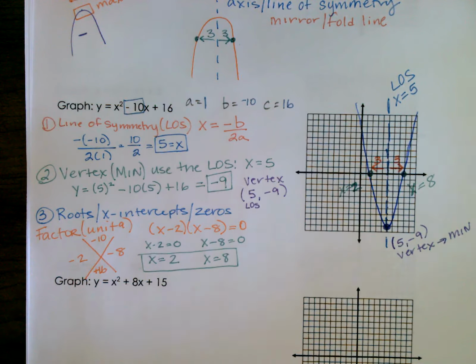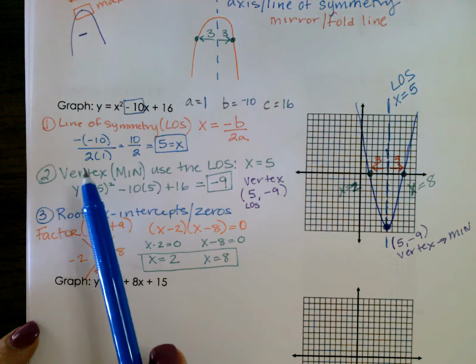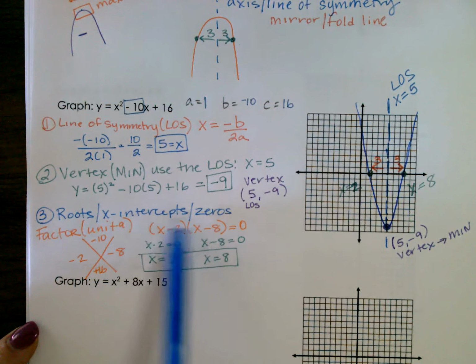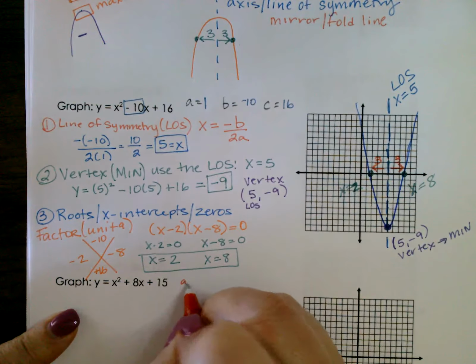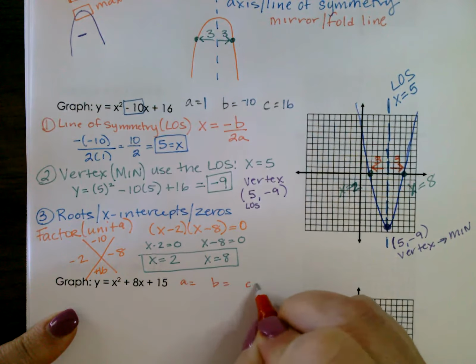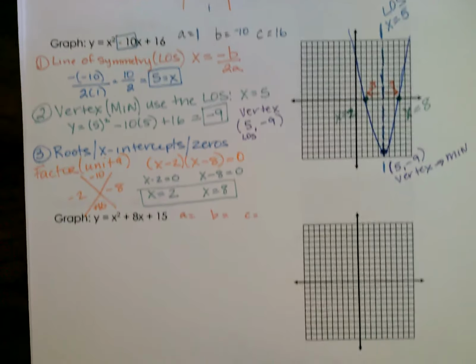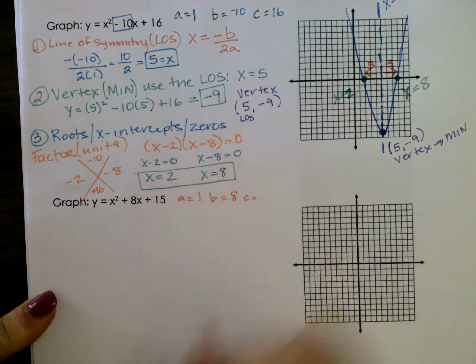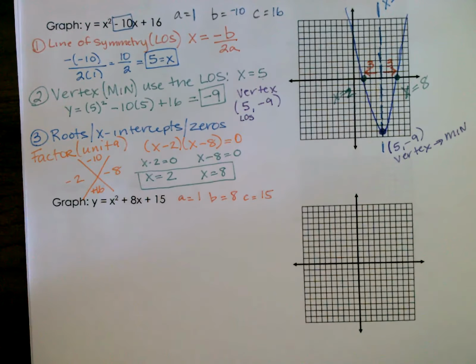Following those same 3 steps, we're going to graph the next one. We'll start with the line of symmetry. We'll find the vertex, and then we'll solve for the roots, x-intercepts, or the zeros. So using this one, let's take a minute. Make sure we can identify the A, the B, and the C. In this case, A is 1, B is positive 8, C is 15. Remember, C stands for the y-intercept.